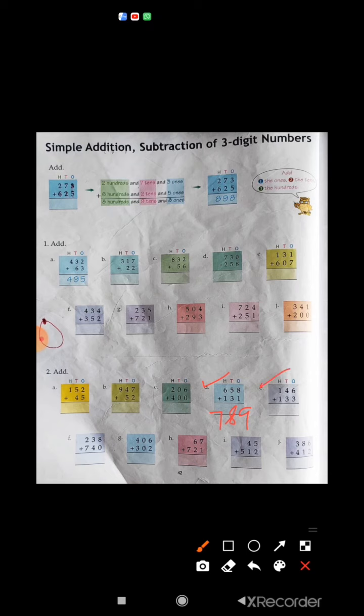Question is 146 plus 133. First we will add the ones. 6 plus 3 is 9. Add the tens. 4 plus 3 is 7. Add the hundreds. 1 plus 1 is 2. I hope you understood this one. This part you will do yourself. This one also in copies. From F to J part you have to do in copies. Other part you will do in books.